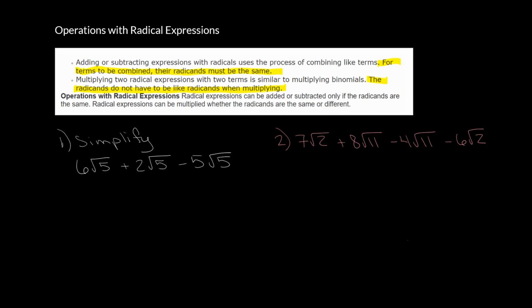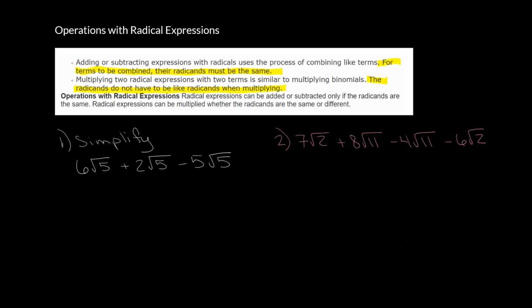To add and subtract, you can only combine like terms, which means that you would use the same variable. When you're doing it with radical expressions, you have to have the same radicand, okay? Multiplying two radical expressions with two terms is similar to multiplying binomials. The radicands don't have to be like radicands with multiplying, also like when you're multiplying with variables. So the same rules pretty much apply to radicands as do variables with adding, subtracting, multiplying and dividing.